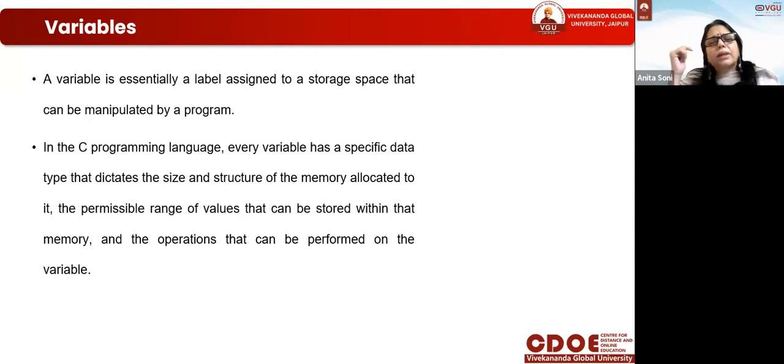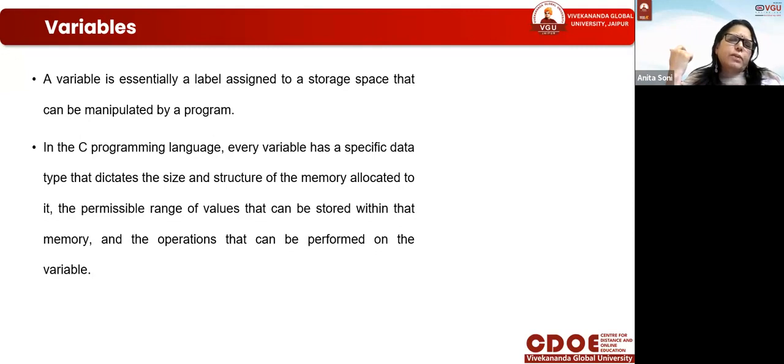If you have a different kind of processor, 32-bit or 64-bit, the size may vary. But in general, as a standard, you will find int takes 2 bytes, float takes 4 bytes. You know what a byte is? A byte is made up of 8 bits. So float takes 4 bytes, double takes 8 bytes. So there are different data types and their sizes and ranges.